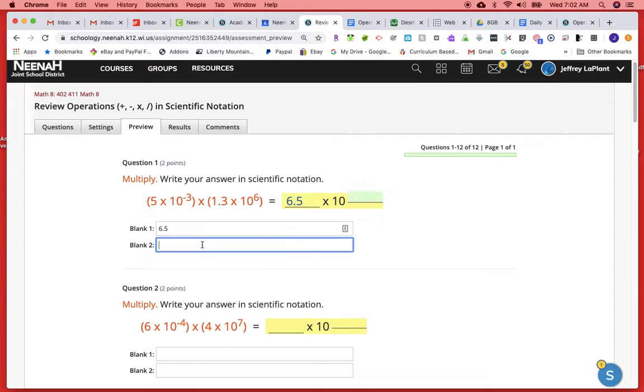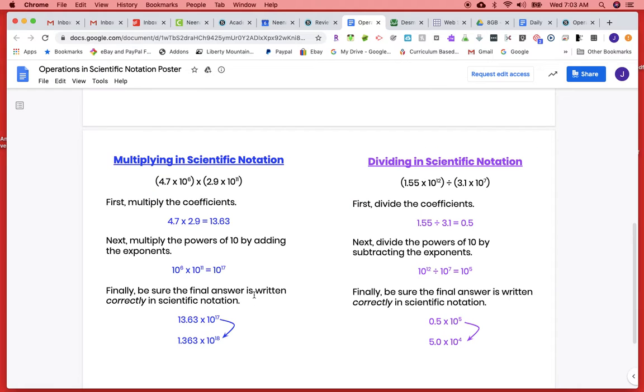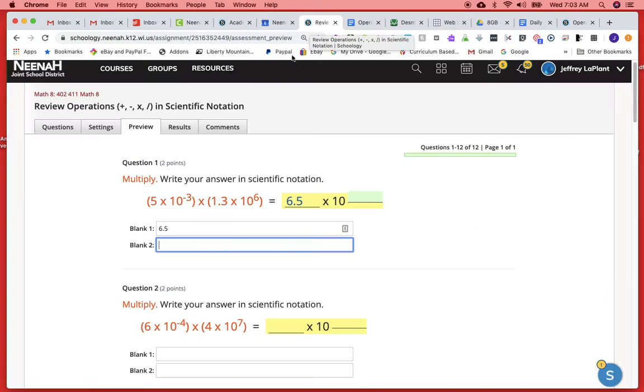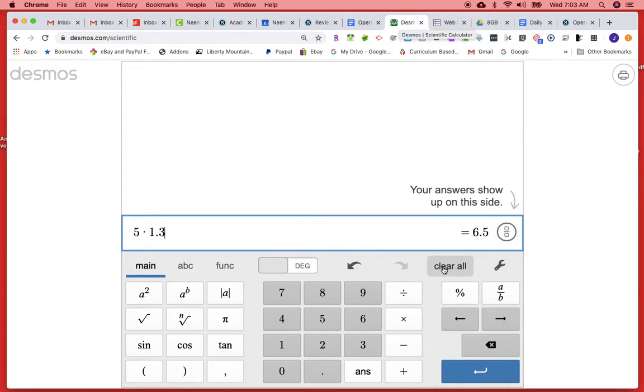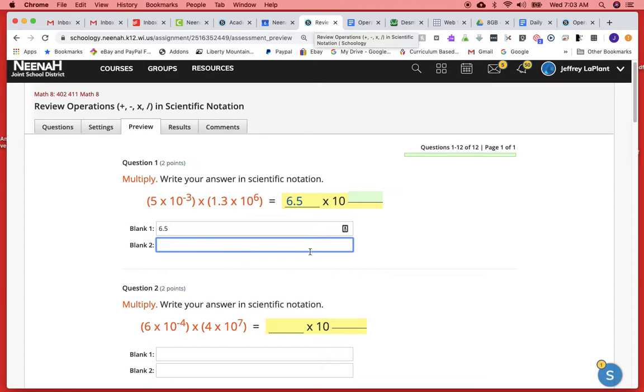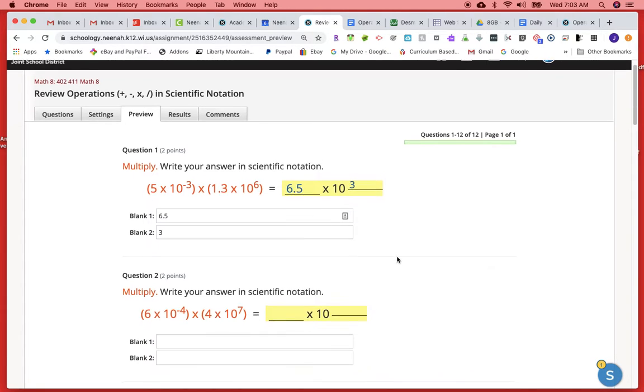Now we look at filling in our blank 2, which is our exponent. And if we go back to our chart, when we're multiplying powers of 10, we need to add our exponents. So let's go back and look. We're going to add negative 3 plus 6. And if you don't know that off the top of your head, use the calculator. So I'm going to clear this out. So negative 3 plus 6 equals positive 3. And so our exponent would be 3. And we look to make sure it's in the correct form of scientific notation, and it is.